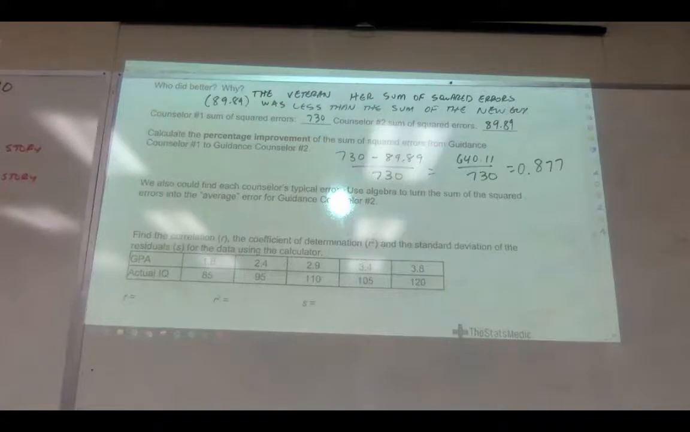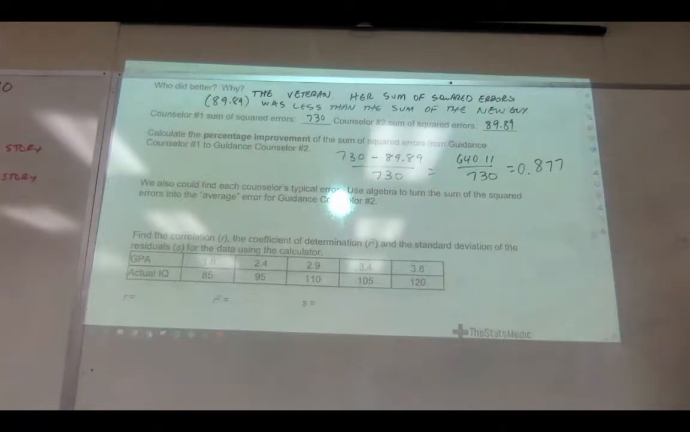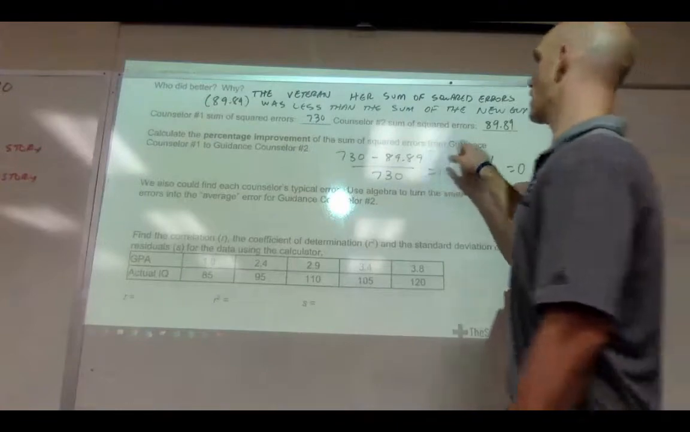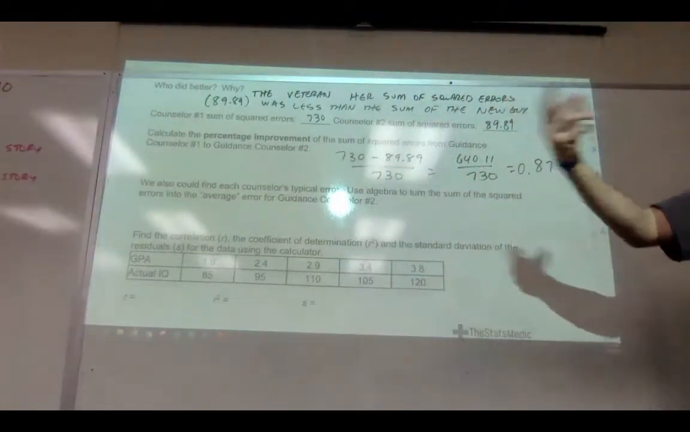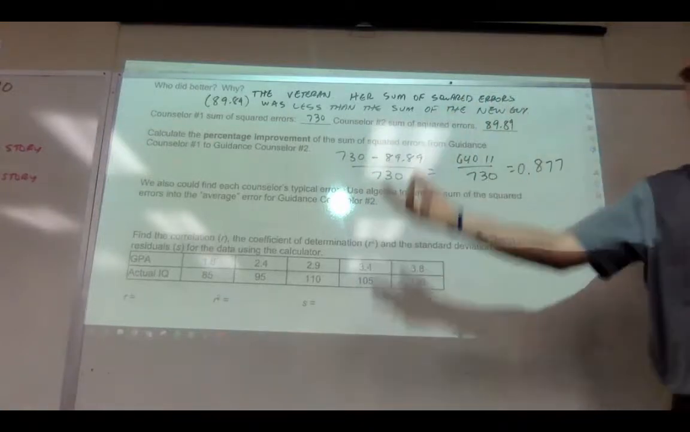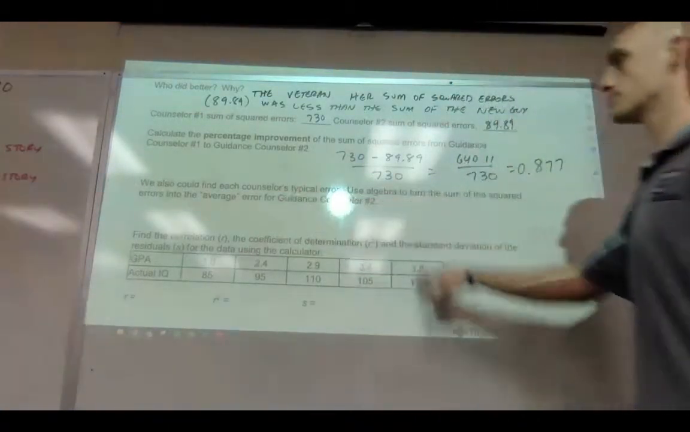Wait, is percentage improvement just new over old? Like new minus old over old? Percentage improvement was how much change compared to our original. Okay. So from guidance 1 to 2, if it's from one to the other, you compare to the one you're coming from. Okay? And so as we look at this, we could also find each counselor's typical error.